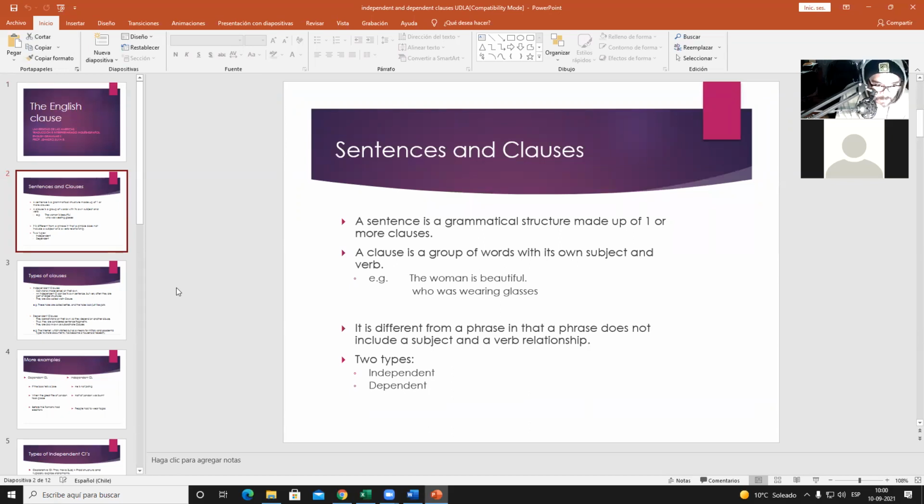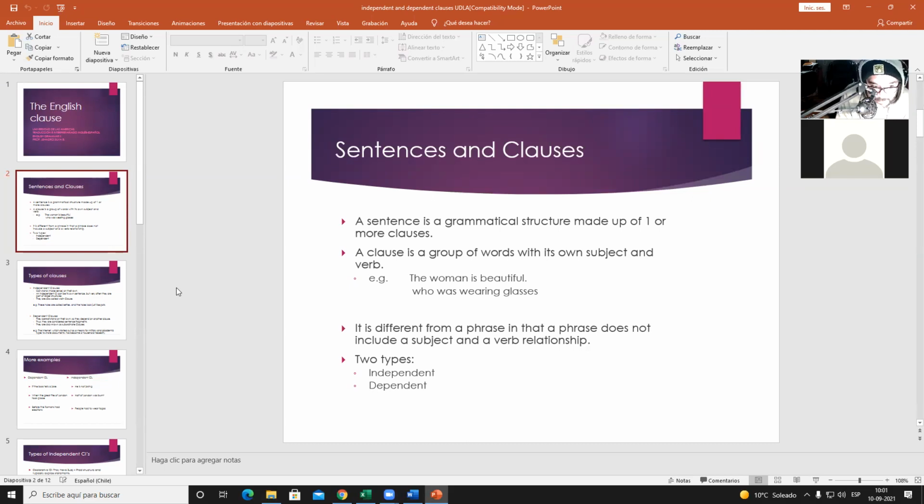Second point, a clause is a group of words. No, it is not a group of words. A clause is a group of phrases, and one of those phrases must be a verb phrase. This is extremely important. A clause is a group of phrases, and one of those phrases must be a verb phrase. Therefore, a clause is a group of phrases with its own subject and verb. So the idea of a subject and a verb is created by the presence of this verb phrase I was talking about.